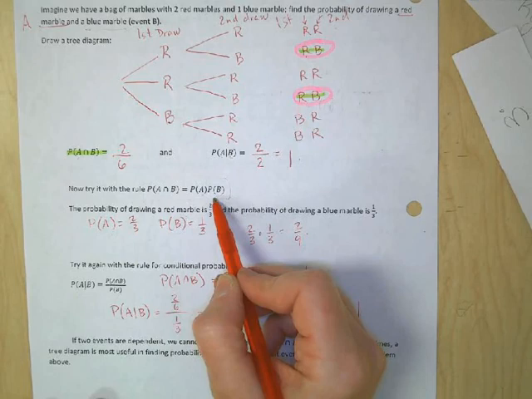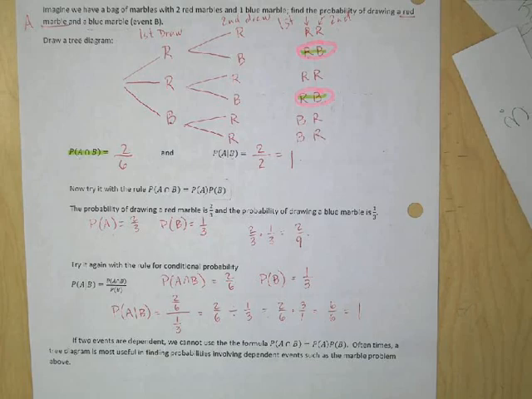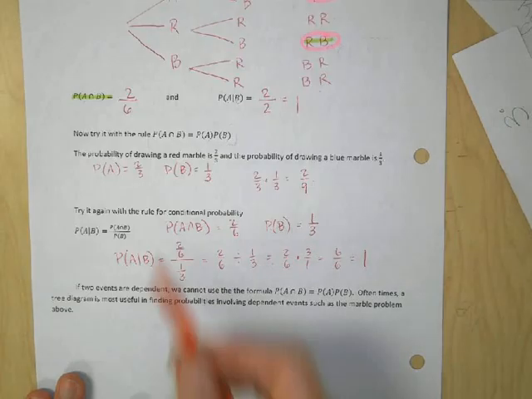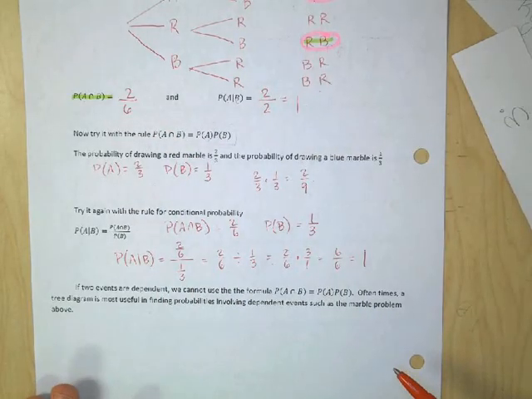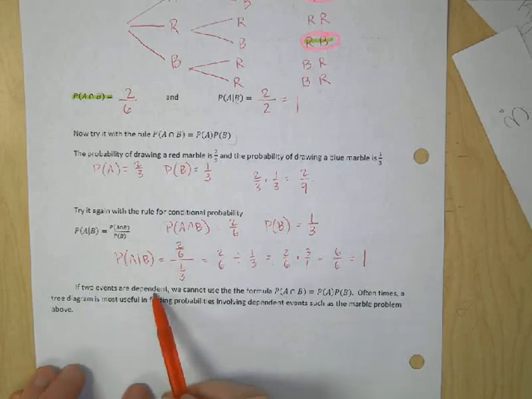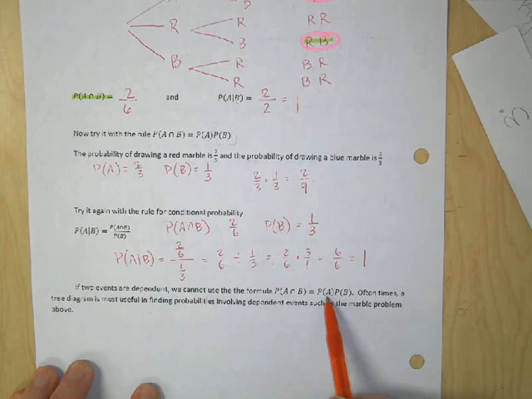But in this case, the probabilities, the events, are dependent on each other. So how do we deal with this to make it a lot easier, rather than having to make a tree diagram every time and running through all these complicated situations? If two events are dependent, we cannot use the simple formula, the probability of A times the probability of B. So a tree diagram can be really useful, but there's another way of doing this.